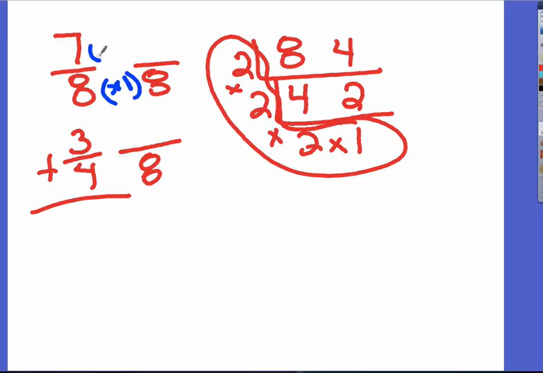So what am I going to do at the top? Times. What do I do at the top? Times 1. This is times what? 2. Top numbers times 2. 7 times 1 is? 7. And 3 times 2 is 6. 6 plus 7 is? 13.